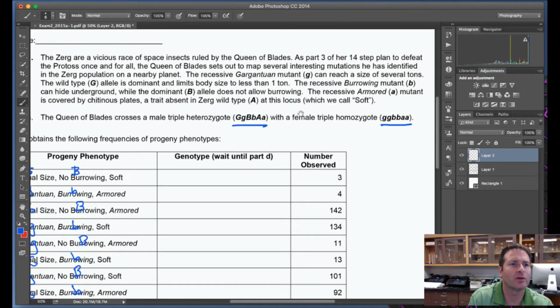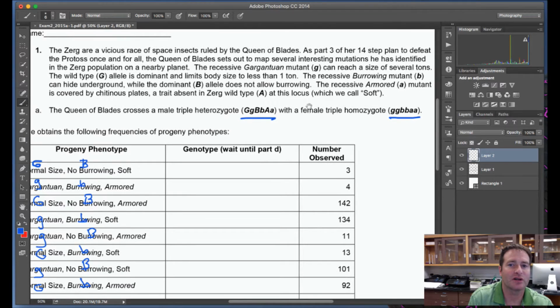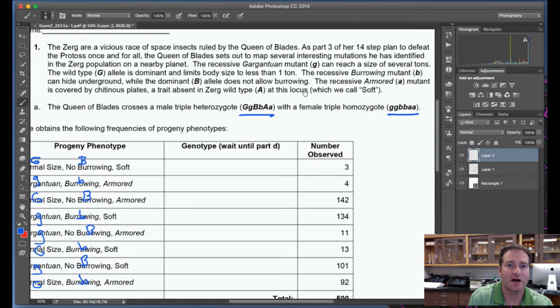Look, I don't even know what we're breeding here. Anyway, looks like we're just breeding generic Zerg.